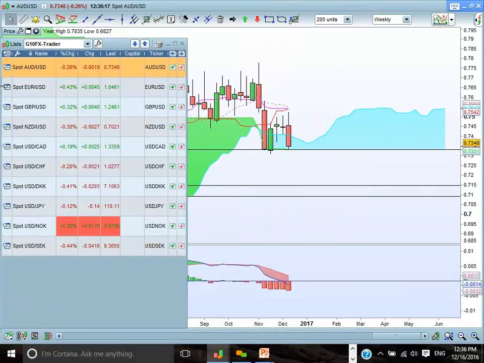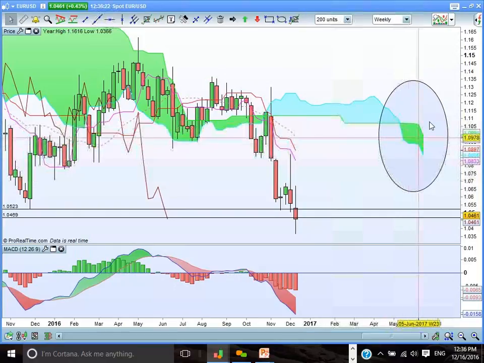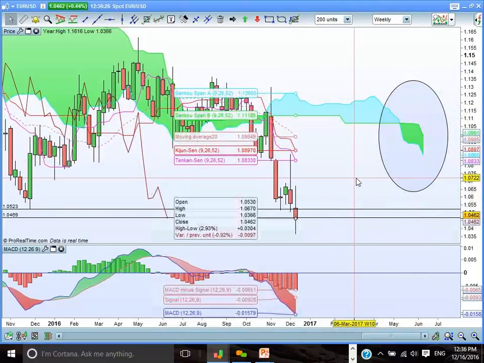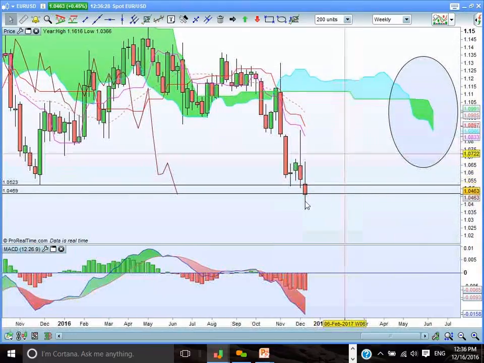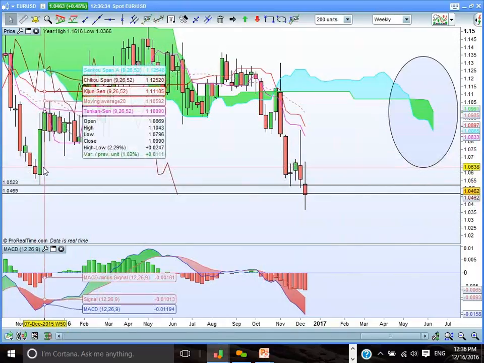Okay, Euro US dollar. Here's a very interesting story. The front end of the cloud is already indicating that we're still locked in the long-term downtrend as measured by the weekly cloud. This 105 area was a significant support area, and it's almost like the ECB has been buying up everything it can at that level. But still, it collapsed through there.